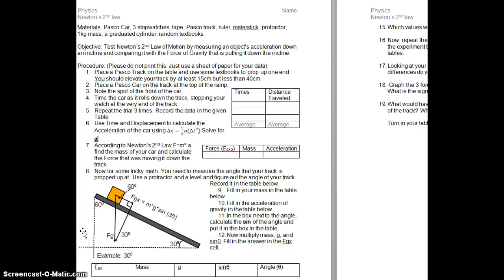You guys just finished talking about Newton's first law. In Newton's first law, we talked about how objects in motion tend to stay in motion, objects at rest tend to stay at rest. Well, we need to move on and start talking about Newton's second law.